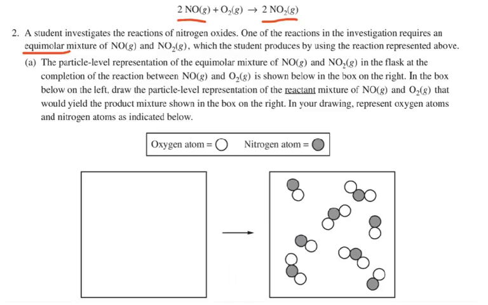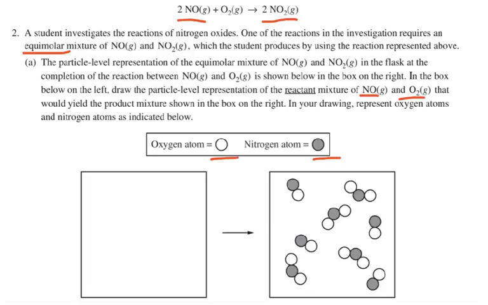In the box below on the left, draw the particle representation of the reactant molecules of NO and O2 that would yield the product mixture shown in the box on the right. In your drawing, represent oxygen atoms and nitrogen atoms as they are shown here. This is really not a difficult problem, and I think that throws some of the students because they think it's supposed to be something really theoretical. This is a counting kind of problem.